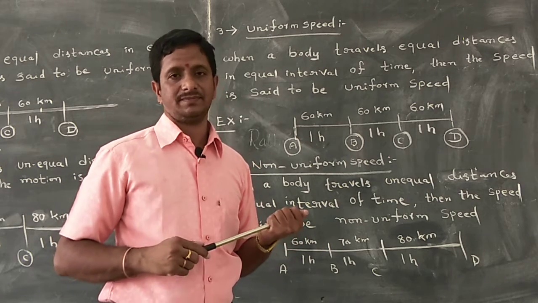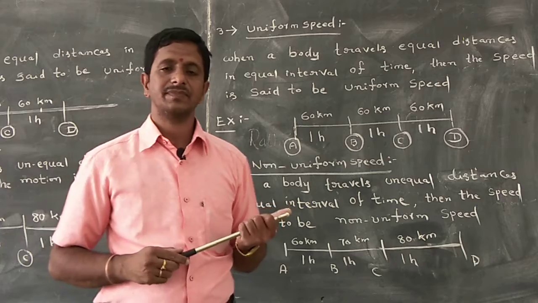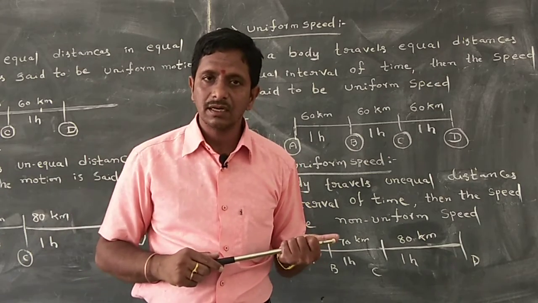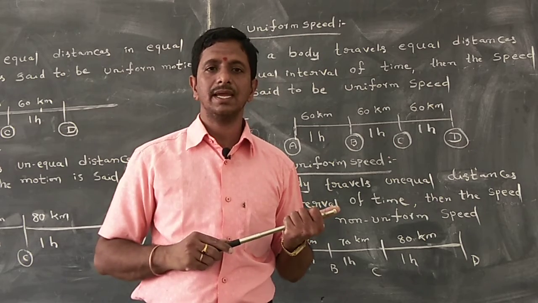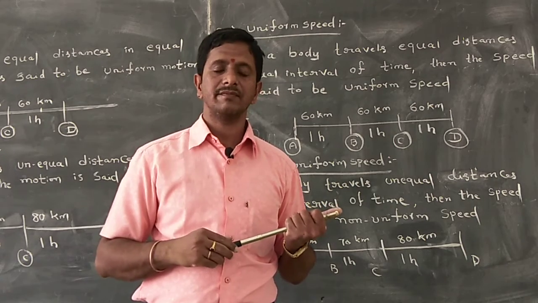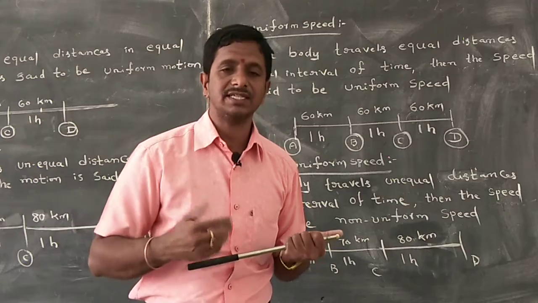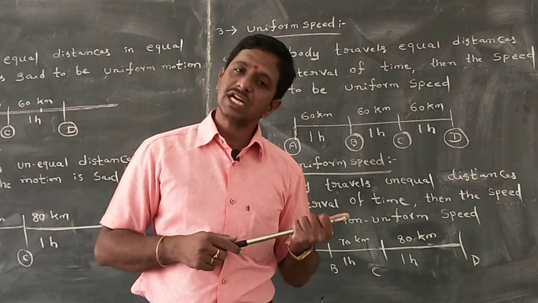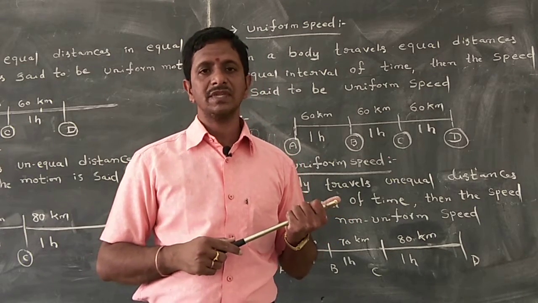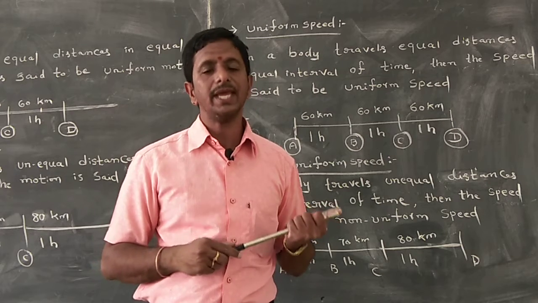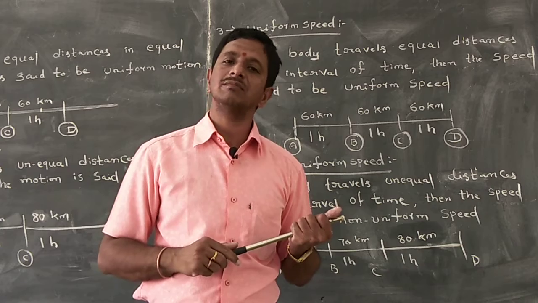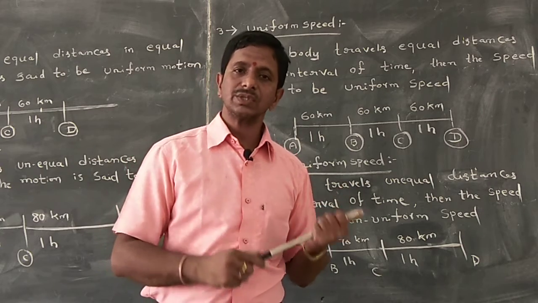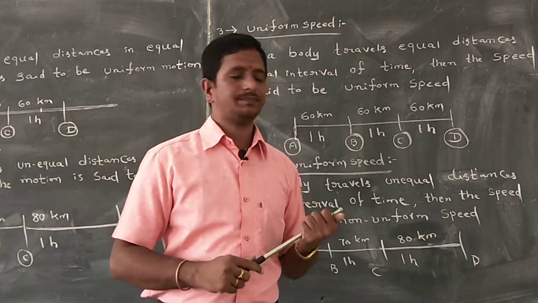Such a speed of a body we call uniform speed. Next, our concept is non-uniform speed. If a body covers unequal distances with equal intervals of time, such a speed of a body we call non-uniform speed. Let's go for discussion on the board.